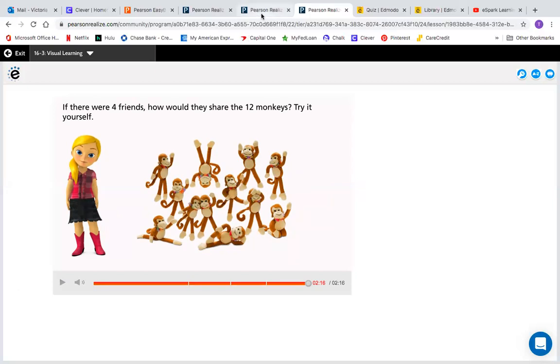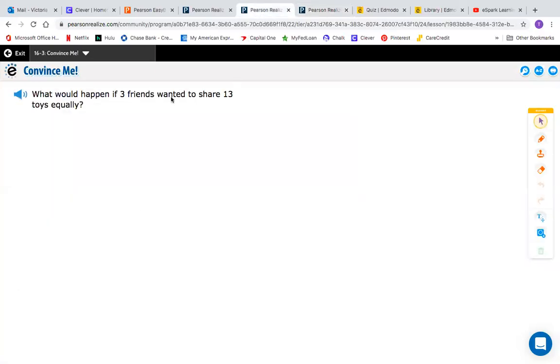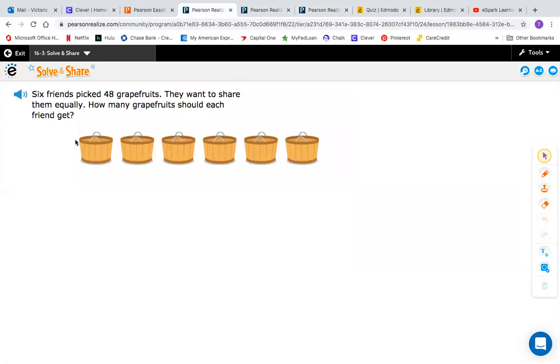All right, let's look at these examples. So not that one, this one. 6 friends picked 48 grapefruits. They want to share them equally. How many grapefruits would each friend get? So what I'm actually going to do is I am going to draw a part whole just like they did. So I have 48 on the top. That's my total, right? That's my total amount.